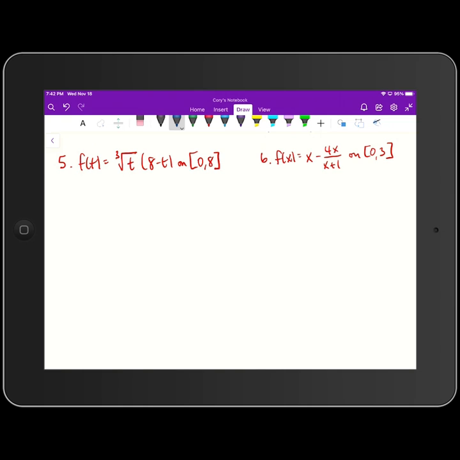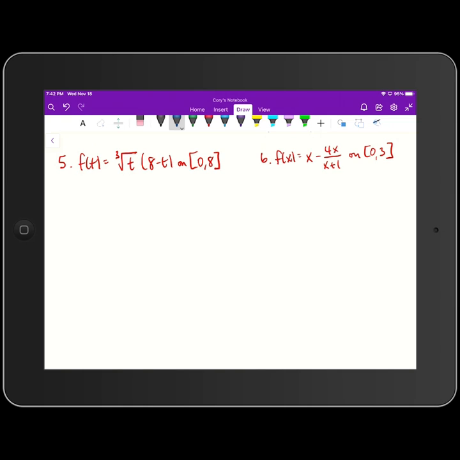Okay, so let's see how we did with these. When I look at number 5, I want to check the domain of that function first. The domain of the cube root function is all reals. The domain of the polynomial 8 minus t is also all reals. So the domain of that product has to be all reals as well. So that function is continuous everywhere, thereby making it continuous on the closed interval from 0 to 8.